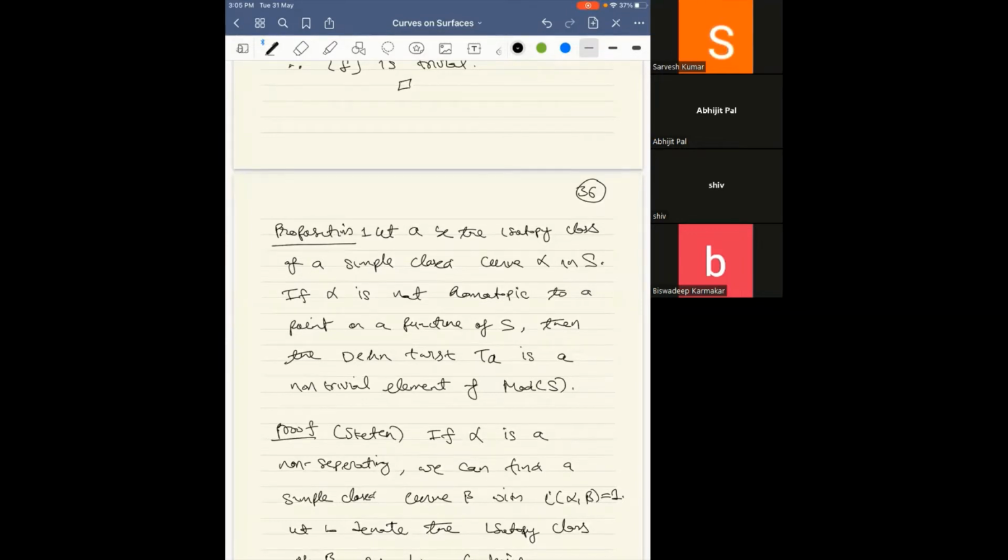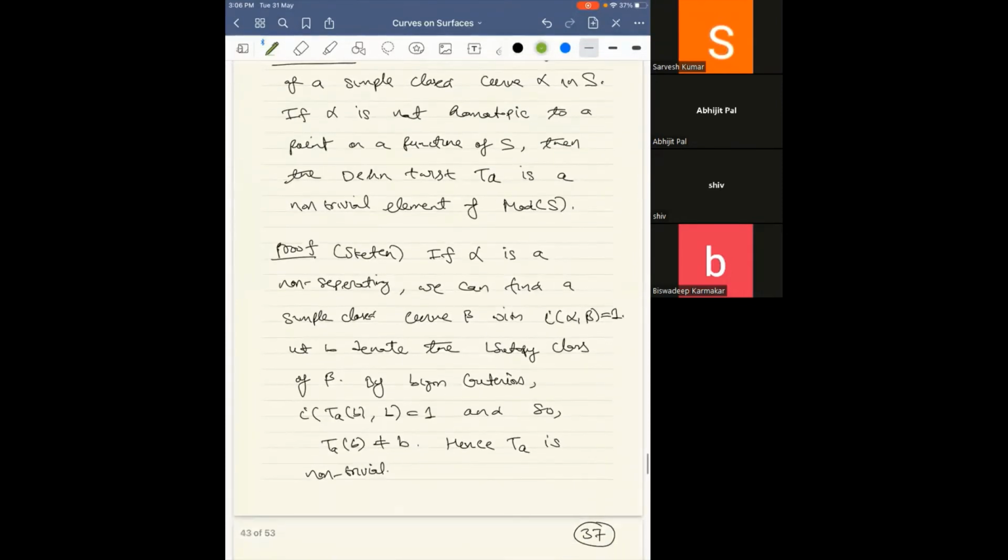First of all, let us see whether it is a non-trivial element. Though we have already seen in the case of the torus that it is non-trivial, let's consider in general: let S be a closed oriented surface of genus g. Is the Dehn twist around a simple closed curve always non-trivial or not? Let A be an isotopy class of a simple closed curve, let's say alpha. If alpha is not homotopic to a point or a puncture, then the Dehn twist around A is a non-trivial element. How do you prove it?